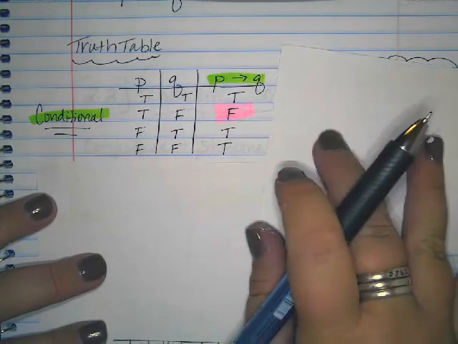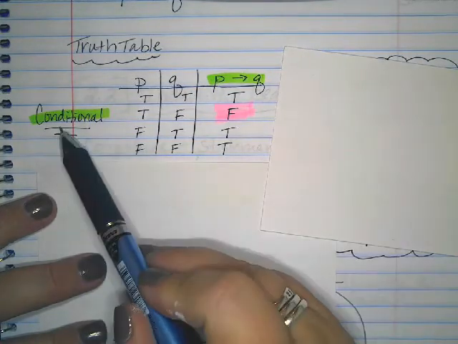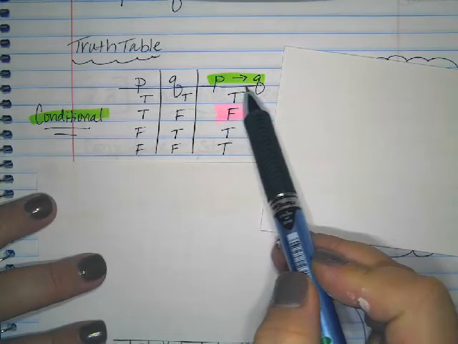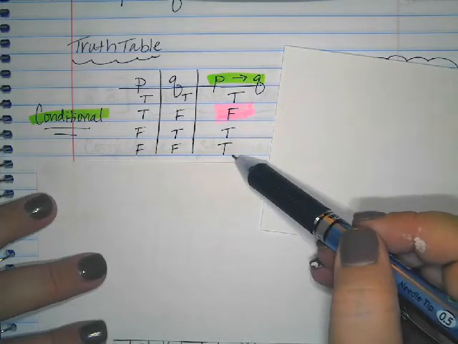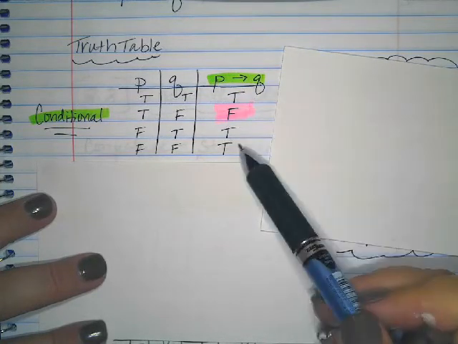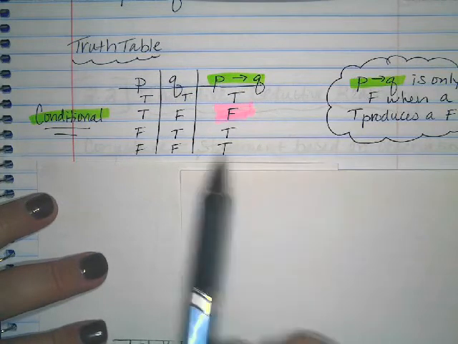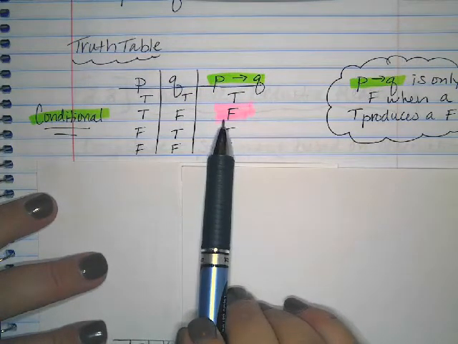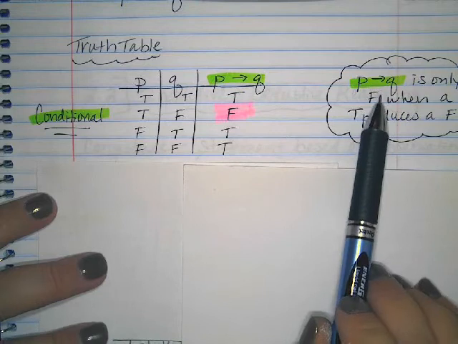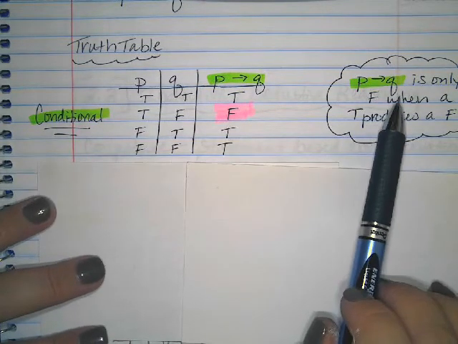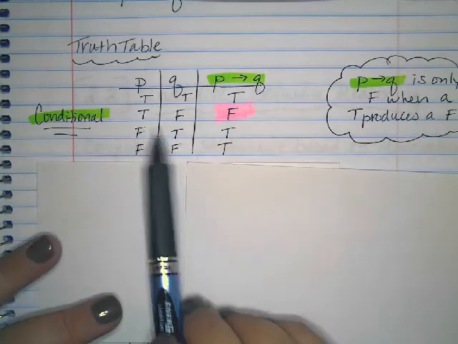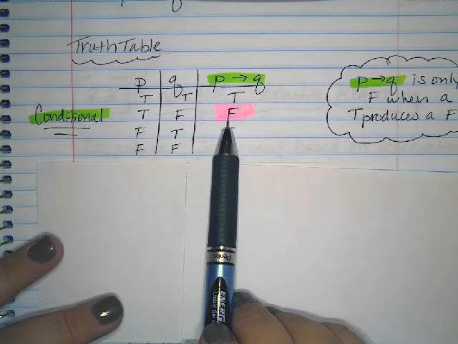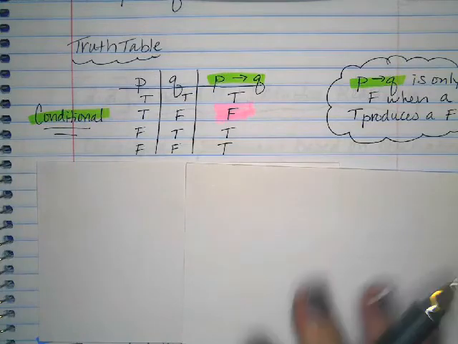In a conditional statement, which again is if P then Q, it would be written like this. These are the truth values. You can see that all of them are going to be true except for this one right here. That happens because in an if-then statement, it's only going to be false when a true produces a false. So this situation right here. Otherwise, the rest of them are true.